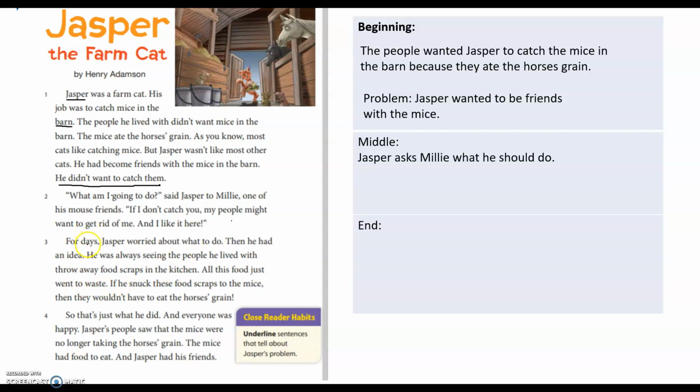So Jasper now responds by worrying. So now he's responding through his feelings. Then he has a thought. He has an idea. So he responds through his thoughts.